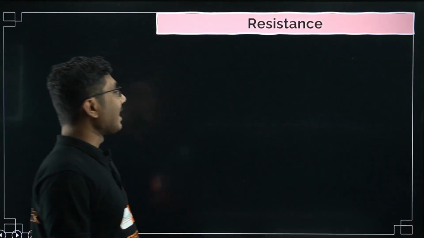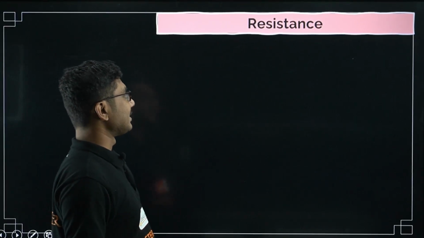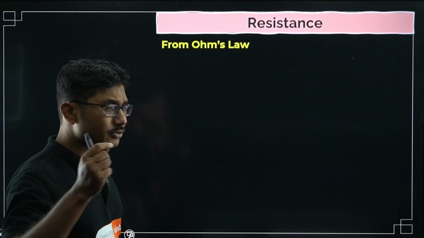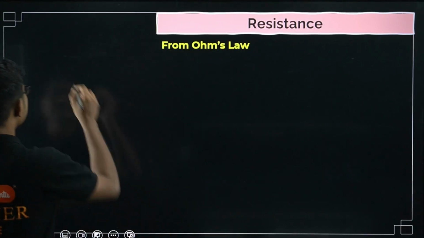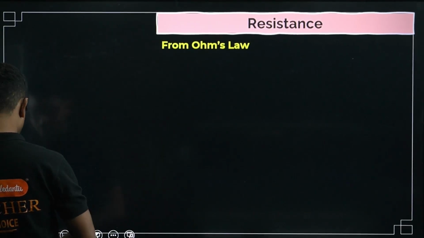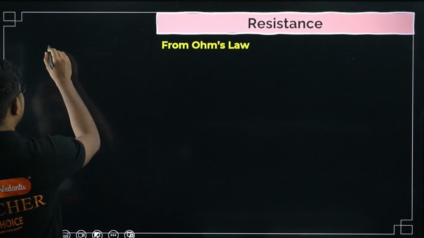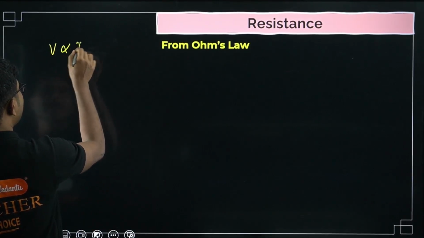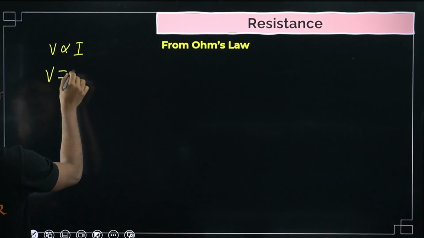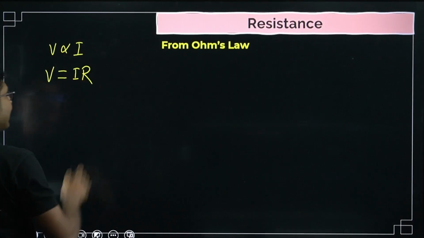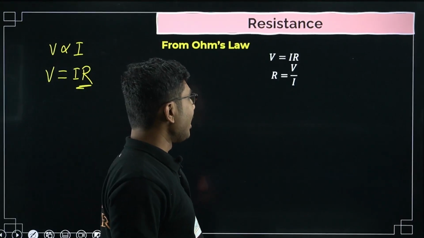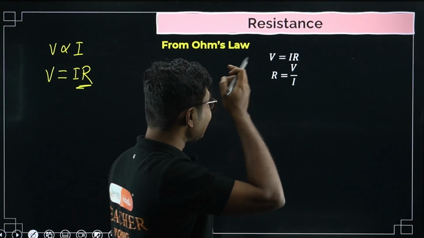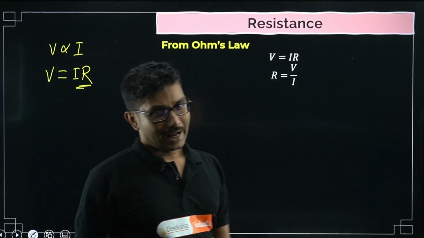Now let's start with the concept of resistance. From Ohm's law, yesterday we have seen, what was Ohm's law? Ohm's law was V is proportional to I, right? V was proportional to I, and from there we have written V equals I R. So this term R was called resistance. So from Ohm's law we can write this R as V by I.